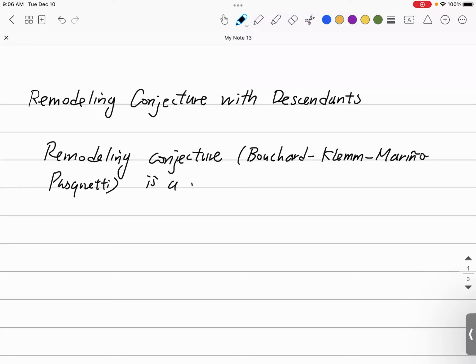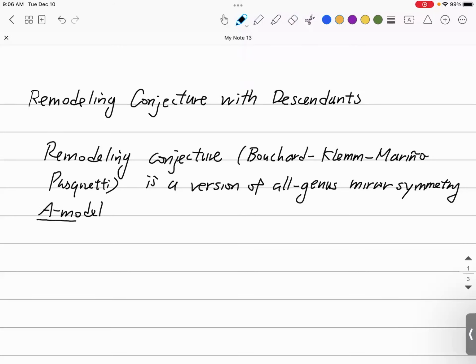It is a version of all genus mirror symmetry. So the mirror symmetry is supposed to relate a model defined in terms of symplectic geometry to a B model defined in terms of complex geometry.